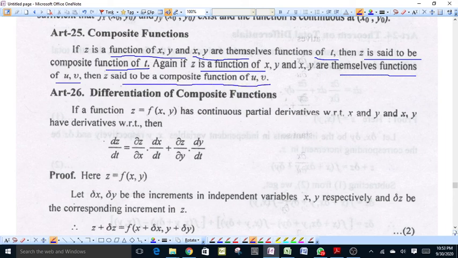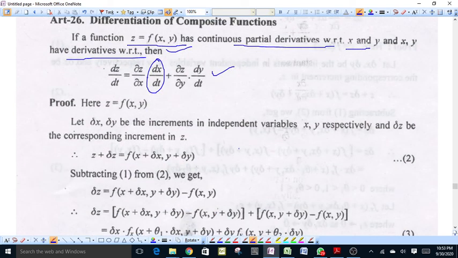Now, how will we differentiate these composite functions? If a function z is equal to f(x, y) has continuous partial derivatives with respect to x and y, and x and y have derivatives with respect to t, then dz upon dt will be equal to the partial derivative of z with respect to x into dx upon dt plus curly z upon curly y into dy upon dt.